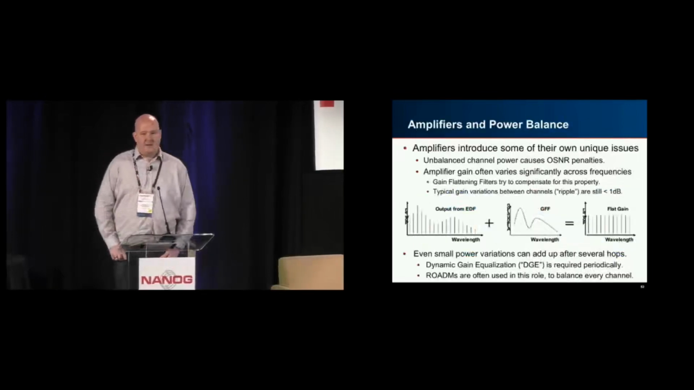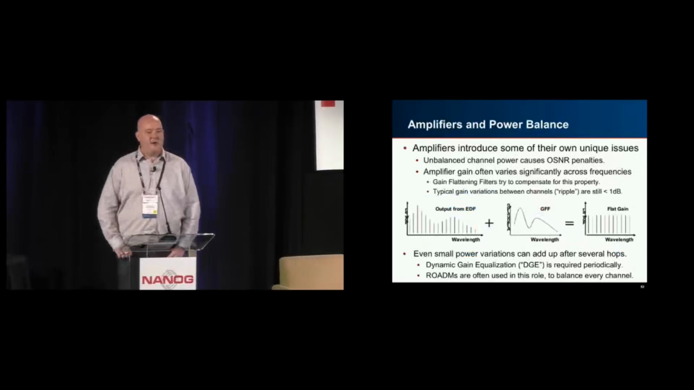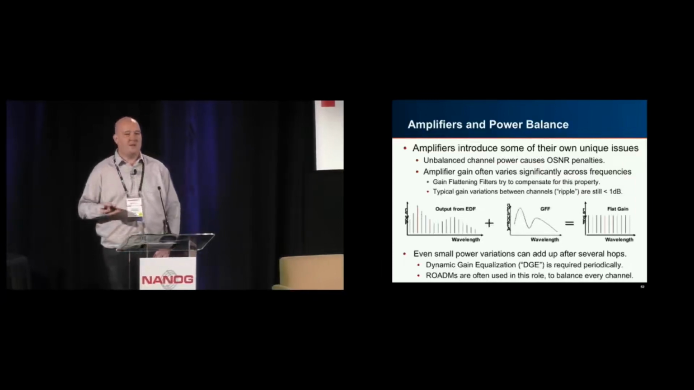So another big thing that comes into play when you think about amplifiers is power balance. Unbalanced channel powers cause all kinds of problems. You have a system that's not stable. And one of the problems is that with amplifiers, the amount of gain that they introduce varies across the frequencies. So the very first thing that you see happen to compensate for this is something called a gain flattening filter. This is really a static attenuator that's designed to match the gain profile of the EDFA. And it's very specific to the EDFA itself.